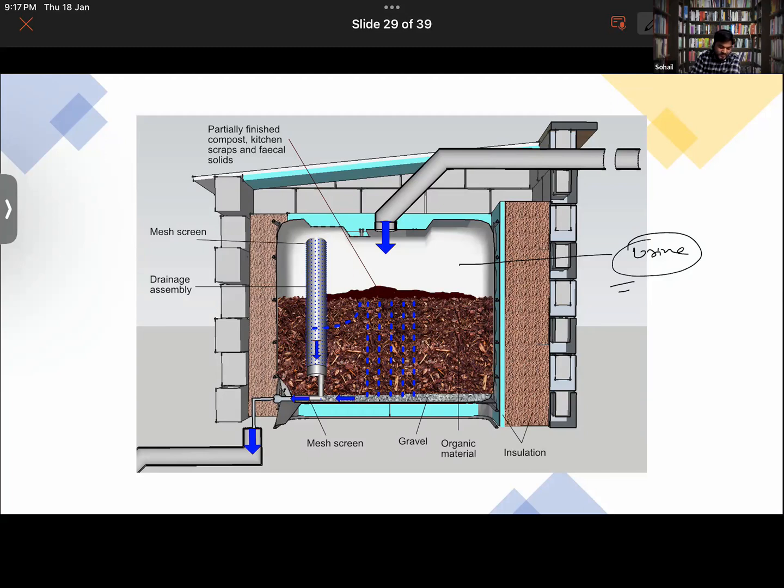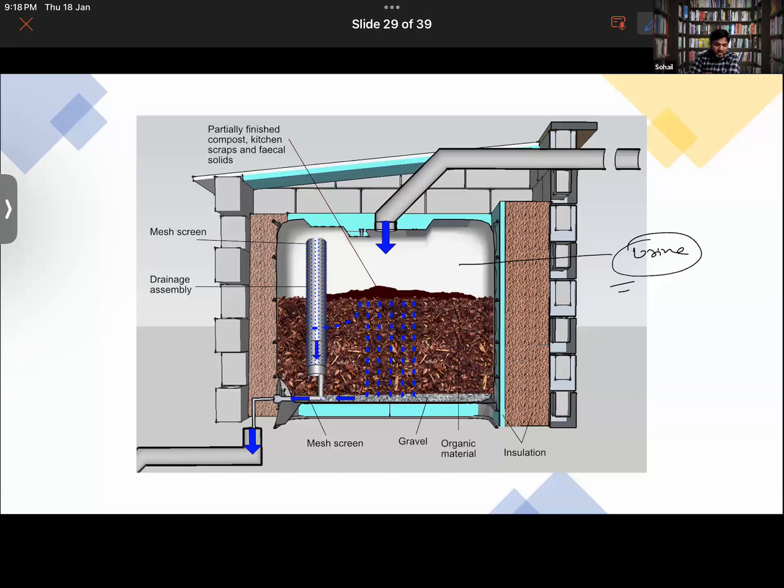Kitchen scraps and fecal solids come via a different pipe now. The waste from the kitchen can also be added in it. If someone wants to modify the composting a little bit, moisture can be provided not only by urine but also by water. The water from the kitchen will also provide moisture, and from urine also moisture will be added in it.